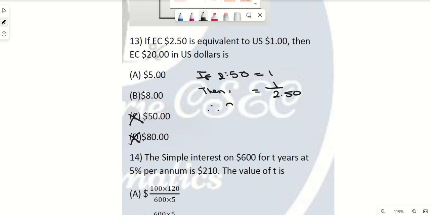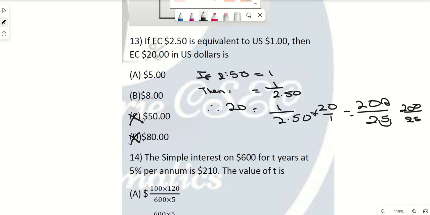Therefore, 20 EC would be 1 over 2.50 multiplied by 20 over 1. That is 20 divided by 2.5. We always want to make our divisor a whole number, so you shift this one place. And if you shift the divisor one place, you have to shift the decimal one place on top. So it will now become 200 divided by 25. 25 could go into 200 8 times. So your answer is B.